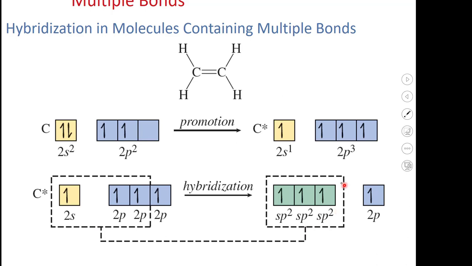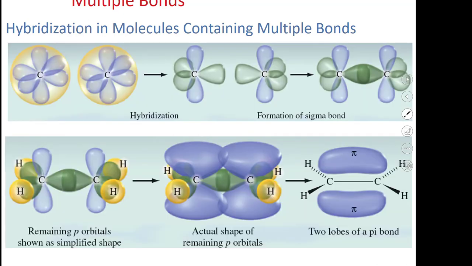So now we have the three hybrid orbitals. Three hybrid orbitals means it takes on the trigonal planar shape, because it's the same as three electron domains. And then we've got this unhybridized 2p over here, same as the last example. So what's going to happen here?